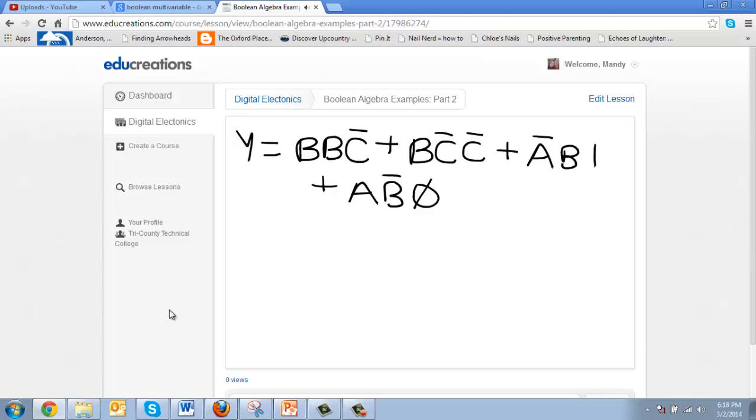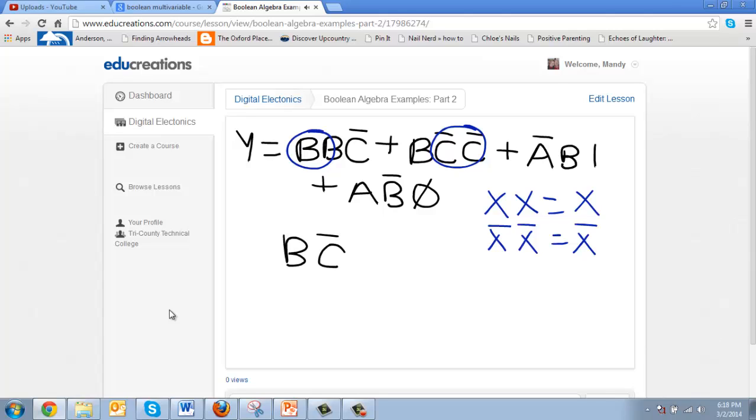Let's look at a second example. A couple of things initially: here I have B and B, here I have not C and not C. We have the rule that x and x is equal to x. So that also means that not x and not x would be equal to not x. So this becomes B and not C, or B and not C, or not A and B and 1, or A and not B and 0.